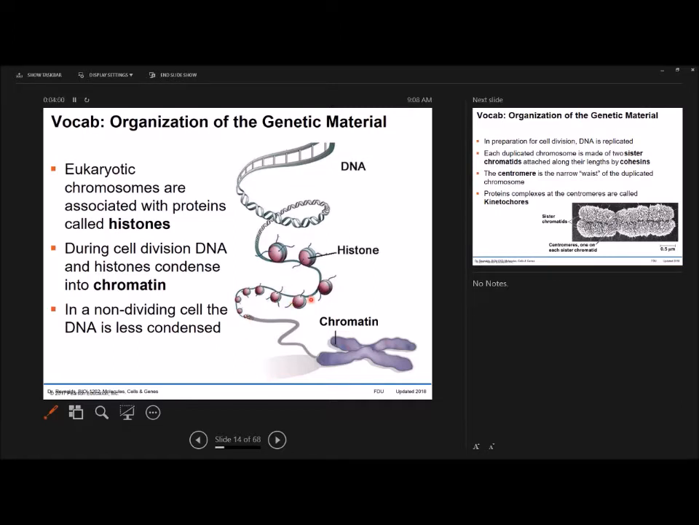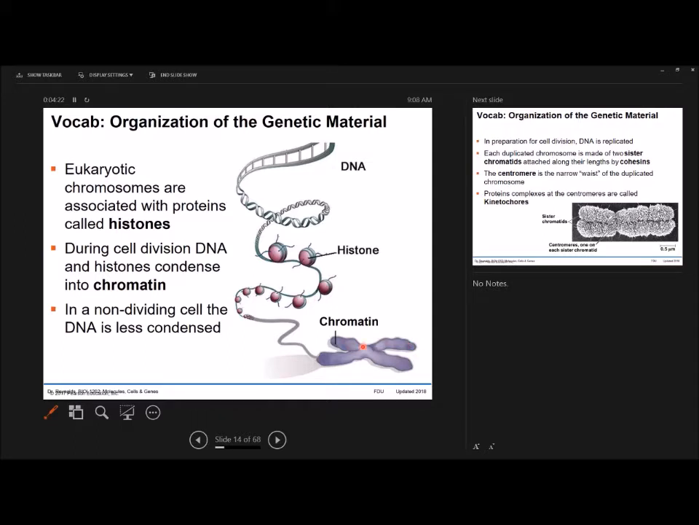In preparation for cellular division, your DNA condenses. These histones further condense around each other, okay? They actually twist into these structures that we call chromatin.